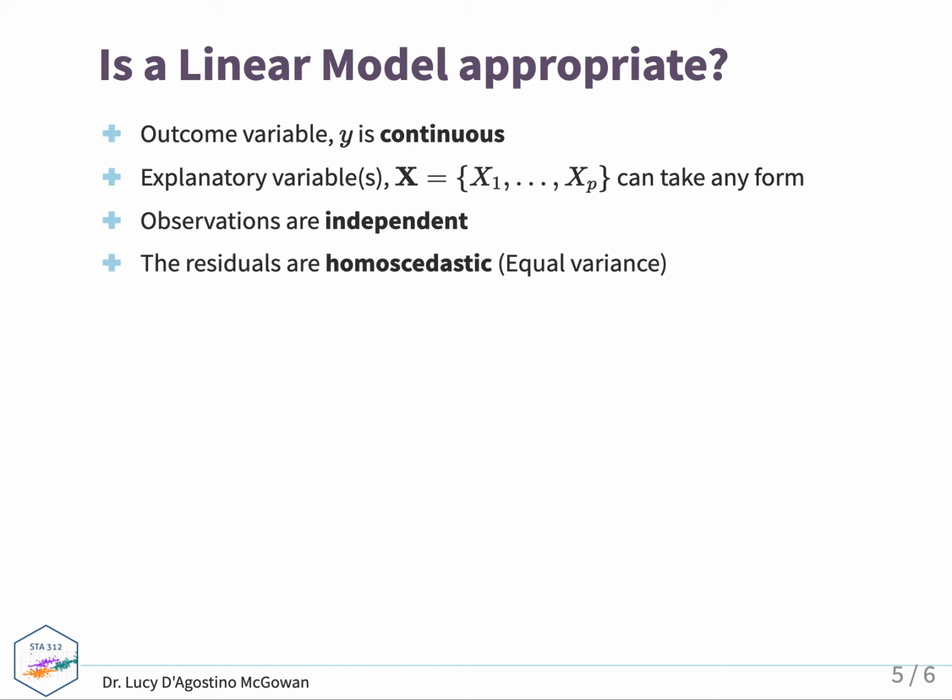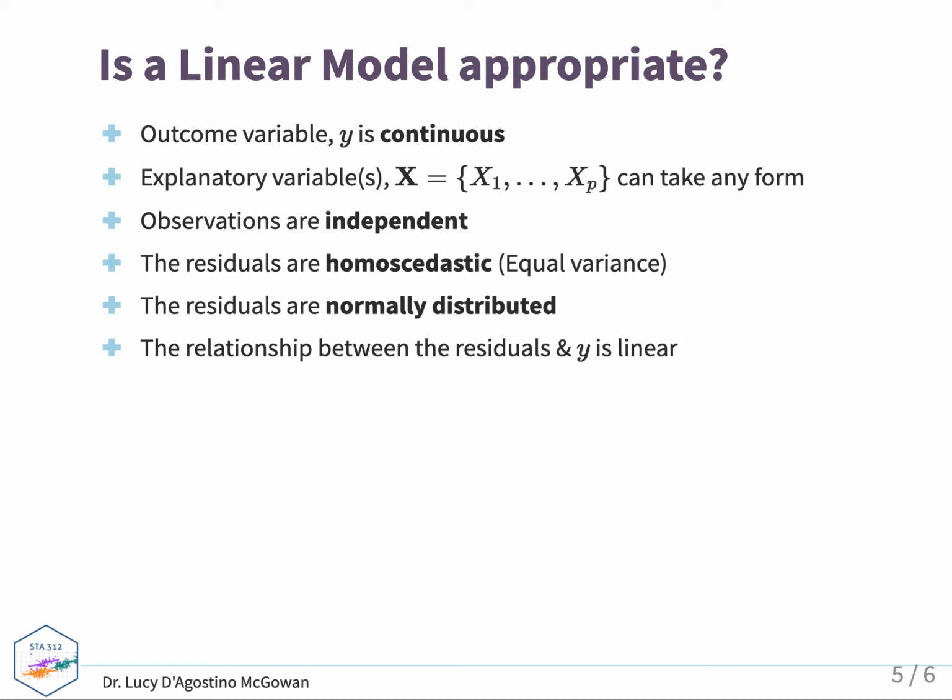The residuals need to be homoscedastic. That means they need to have equal variance, as opposed to heteroscedasticity. It's a problem when you have heteroscedasticity, or unequal variance in your residuals. The residuals need to be normally distributed, and the relationship between the residuals and y needs to be linear. So these are basically the big, important pieces for making sure that your linear model is appropriate. The ones we can easily check by looking at the data are whether the outcome y is continuous, and then some of these pieces about the residuals we can look at after fitting a model, to make sure that these assumptions hold, or if they don't hold, that they don't change our results too dramatically.